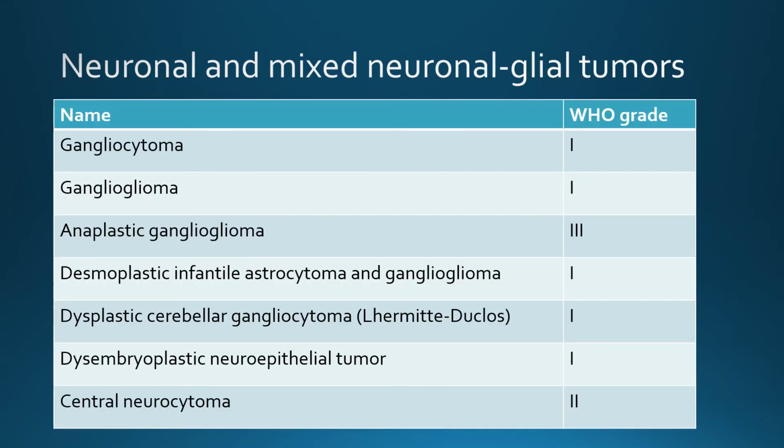Neuronal and mixed neuronal glial tumors: gangliocytoma and ganglioglioma are both grade 1. Anaplastic ganglioglioma, grade 3. Desmoplastic infantile astrocytoma and ganglioglioma. Dysplastic cerebellar gangliocytoma or Lhermitte-Duclos. And dysembryoplastic neuroepithelial tumors, all grade 1. And central neurocytoma is WHO grade 2.